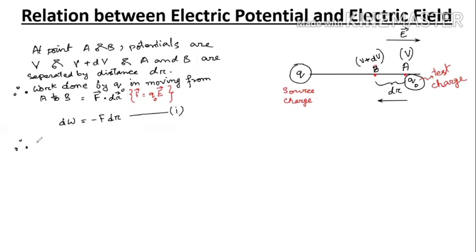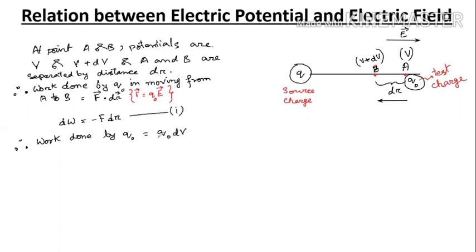Another way of finding work done will be with respect to the potential difference between A and B. So work done by Q naught. Okay, so how will we do that? We have studied that potential difference is nothing but work per unit charge. So when we find work done, it's again nothing but the multiplication of that charge Q naught with the potential difference between A and B. All right. Now the potential difference between A and B is nothing but dV. So we will directly write it as Q naught dV.